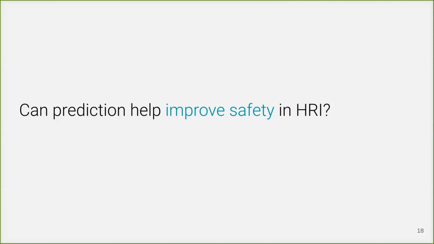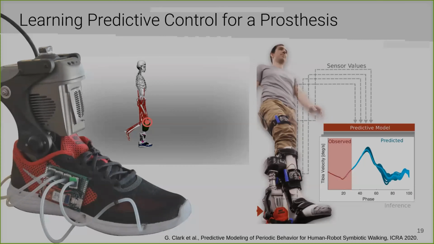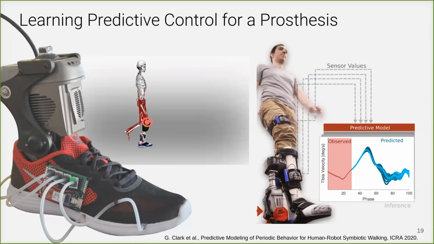So another question that you may ask is, can we actually use predictions to improve safety in HRI? For that, we performed another study where we used the same approach to learn predictive controllers for prosthesis. One unfortunate thing with many people who wear prosthesis is that they change their gait because they develop these internal stresses from using the prosthesis again and again. So typically what they do is they change their gait.